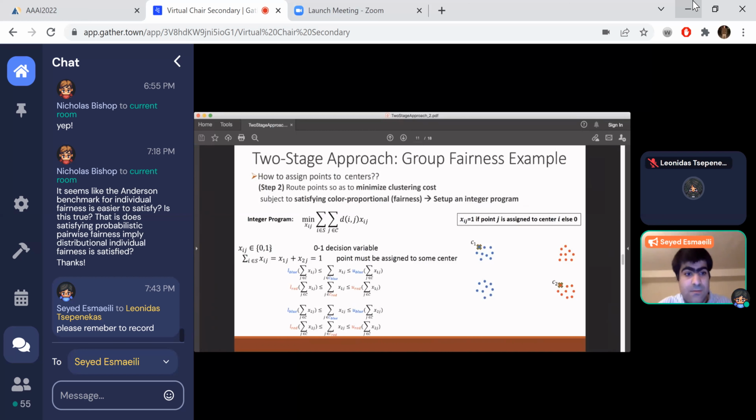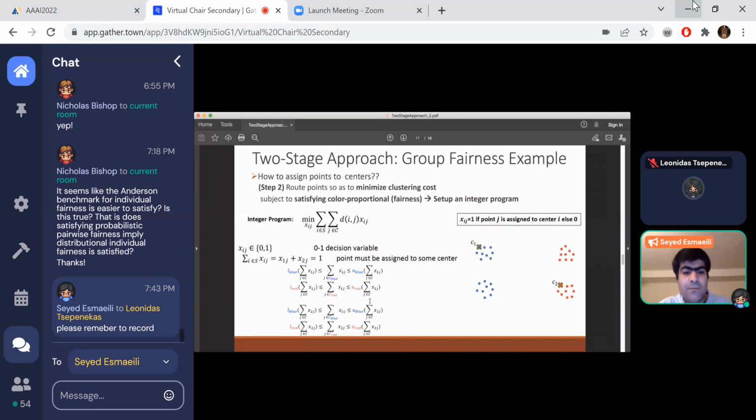Now let's go through the constraints. The first constraint is just saying that x_ij should be either 0 or 1, by construction of x_ij. It's equal to 0 if point j is not assigned to center i, and equal to 1 if point j is assigned to center i. The second constraint says that if we sum x_ij over the index i, we should get 1. Concretely, we have two centers, C1 and C2. If we expand the sum, it says x_1j plus x_2j equals 1, which in words says point j should be assigned to either center 1 or center 2.